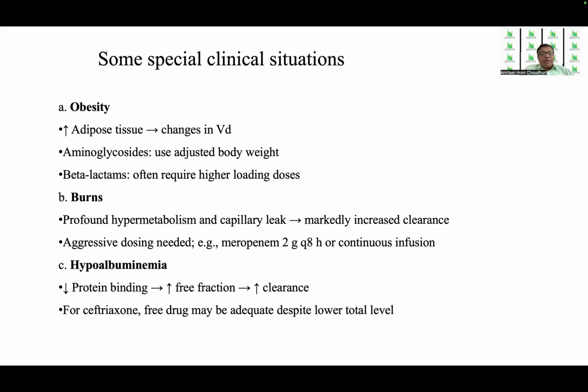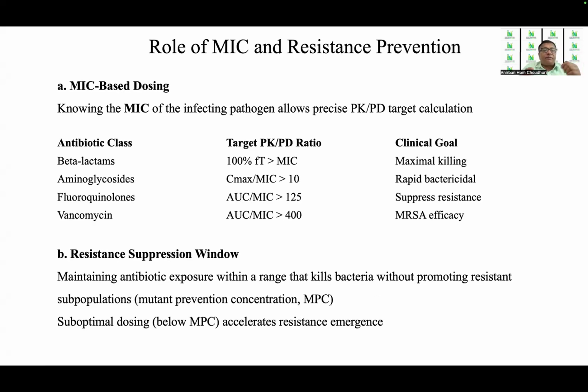Also in obesity, the beta-lactams may require a higher loading dose, but with aminoglycosides, we have to use adjusted body weight. In the presence of hypoalbuminemia, there is reduced protein binding, an increase in the free fraction, and an increase in the clearance. So for ceftriaxone, free drug may be adequate despite a lower total level. One increase and decrease may balance each other out.